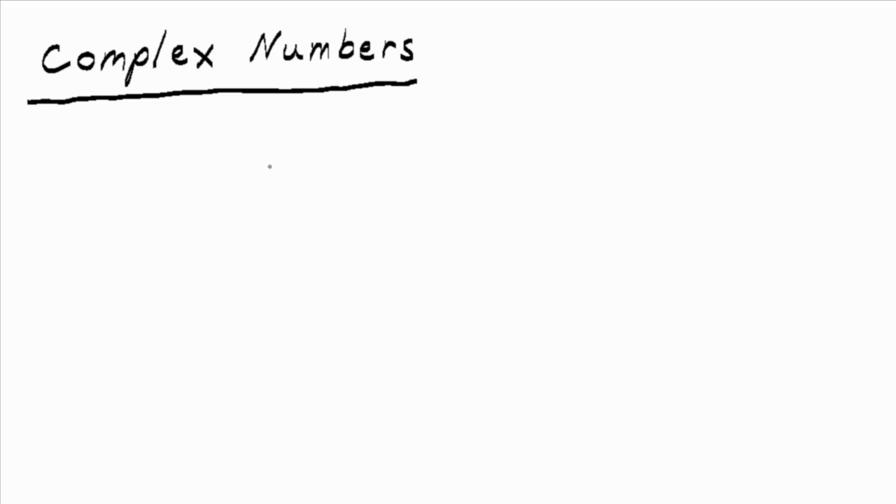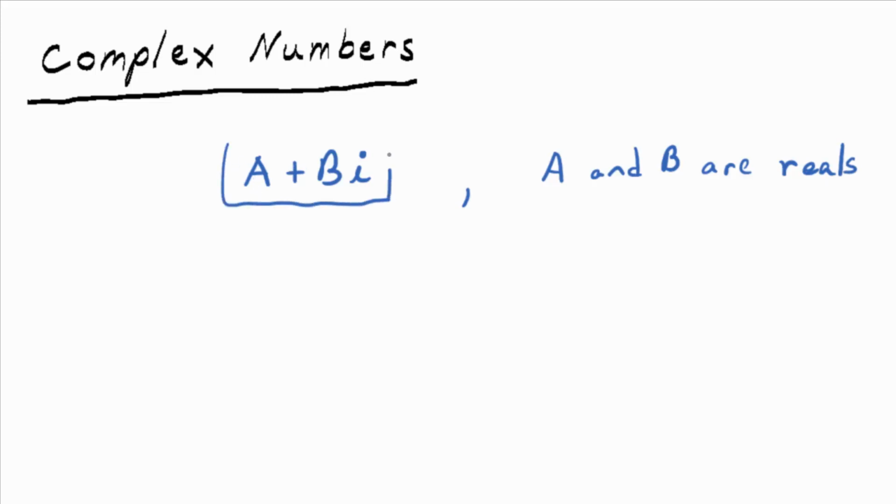So any number of the form a plus bi, where a and b are real numbers. Any number that looks like this, a plus bi, any number of this form is called a complex number.